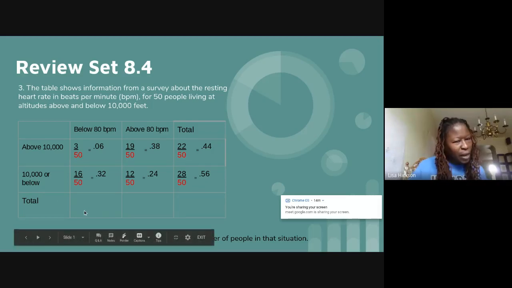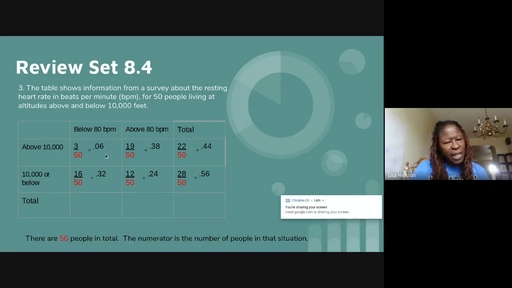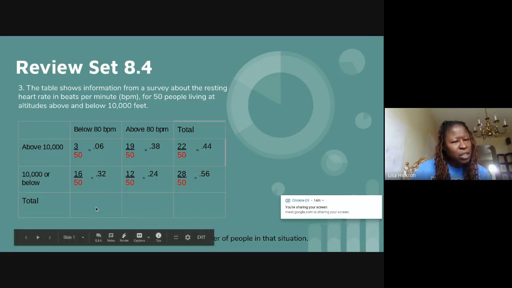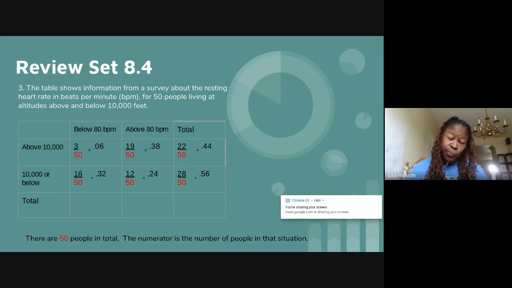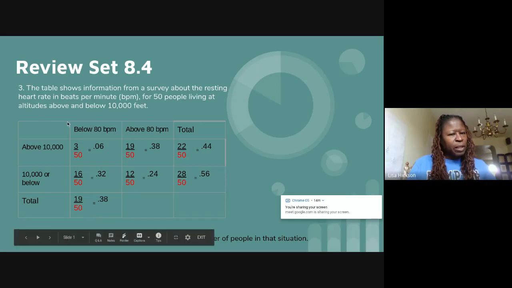So again, if common sense serves us, if we are just looking at the people whose heart rate is below 80 beats per minute, if there was 6% who lived above 10,000 feet, there were 32% that lived below. So it would make sense that this total should be how many percent? 38. Yep. So 19 of the 50 people surveyed have a heart rate below 80 beats per minute, and that's about 38% of the people.